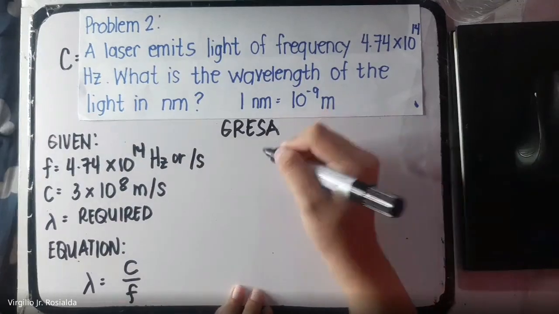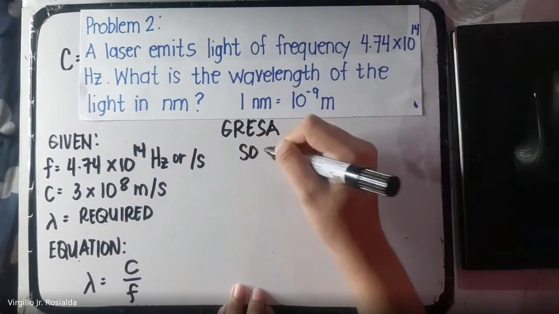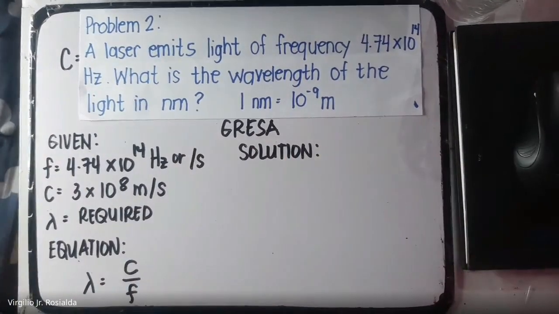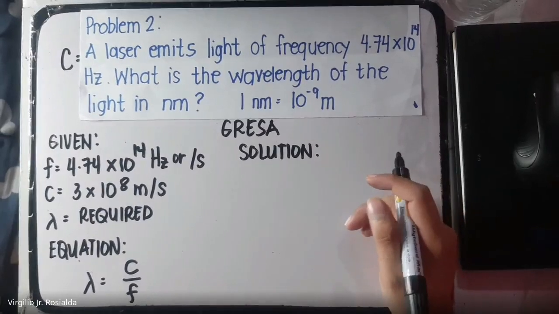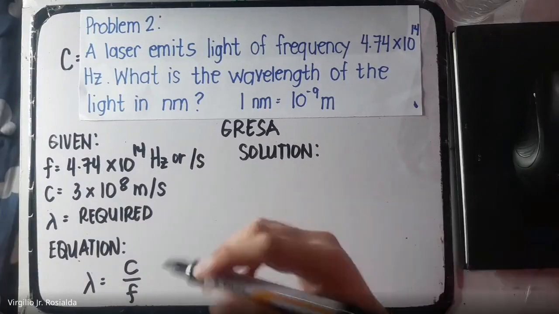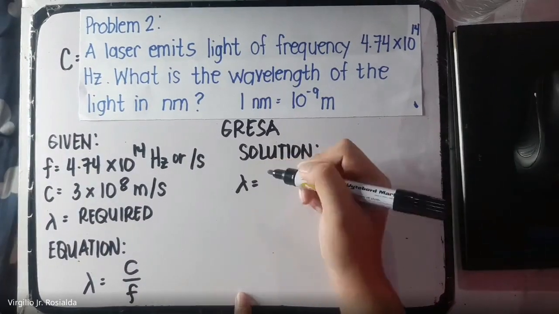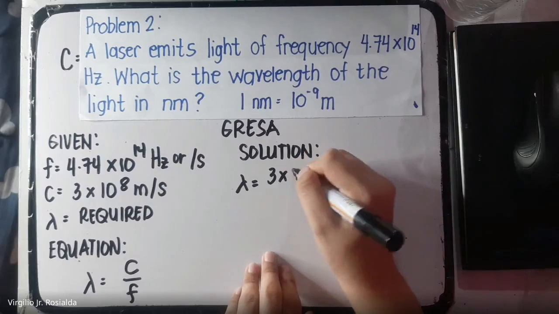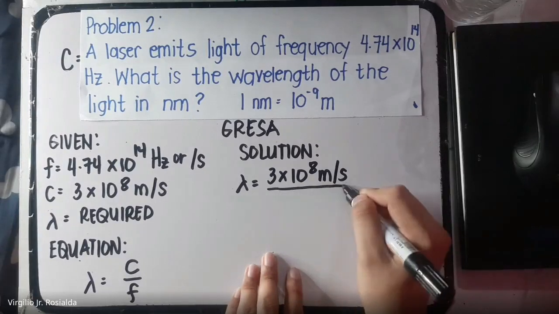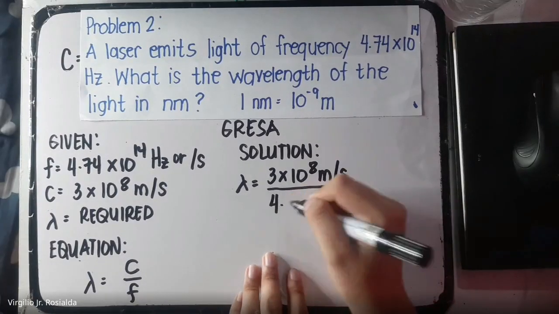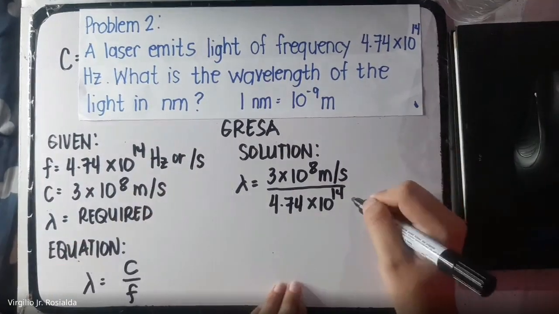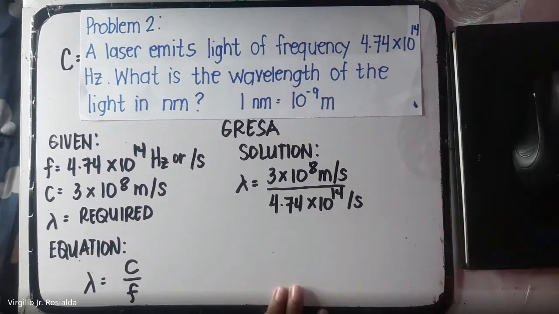For our solution now, anyway, siguro naman susundan nyo naman ako. So, our solution, just simply substitute all the given in the equation. So, lambda is equal to 3 times 10 raised to 8 meter per second, I hope you can still follow, divided by frequency, which is 4.74 times 10 raised to 14 hertz or per second. Gamitin natin yung per second para mapakita ko sa inyo yung cancellation of unit.